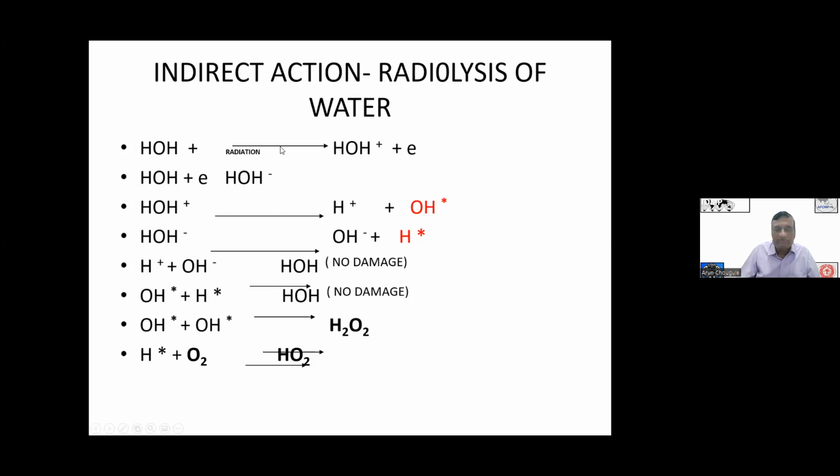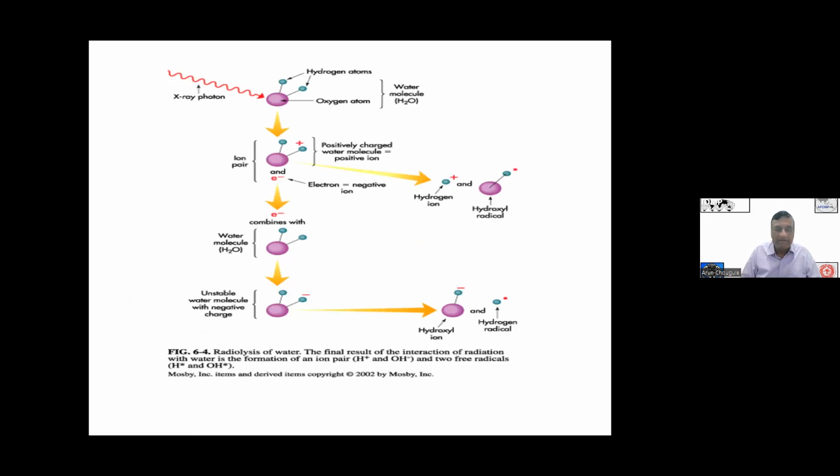So oxygen works as a catalyst for production of these OH and H free radicals, and the chemical reaction will increase, so the biological effect will increase. So in the presence of oxygen, this free radical formation is much higher and the biological effect will be much higher. This is called the OER effect. It happens only with the indirect action, mostly with X and gamma radiation.